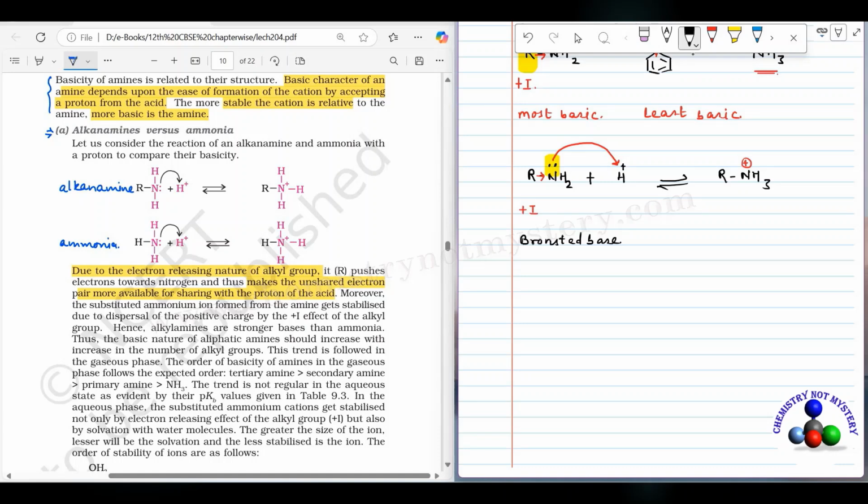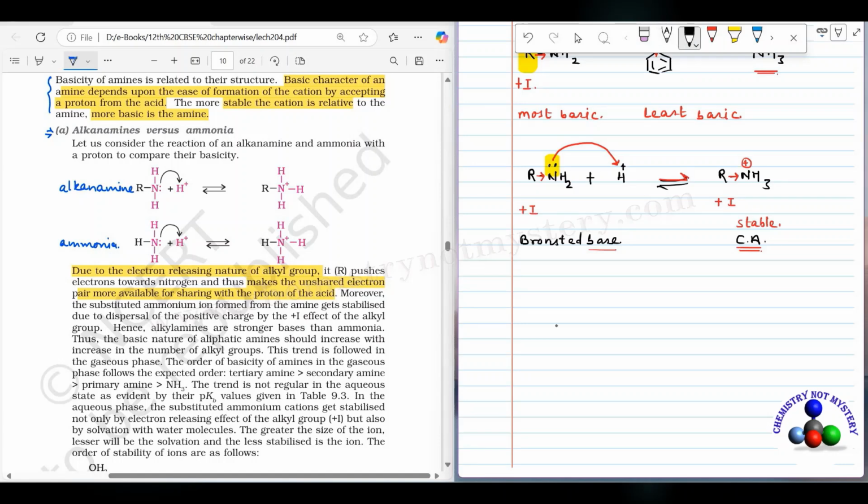The cation formed by the acceptance of a proton will be called the conjugate acid of alkylamine. Now check the stability of the formed conjugate acid. Here, this nitrogen is electron deficient, and to fulfill the deficiency of this nitrogen, the alkyl group donates electron density via +I. That's how it stabilizes the formed conjugate acid. So this will be a stable conjugate acid. As the conjugate acid is stable, the base will be stronger and the equilibrium shifted mostly towards the right side.